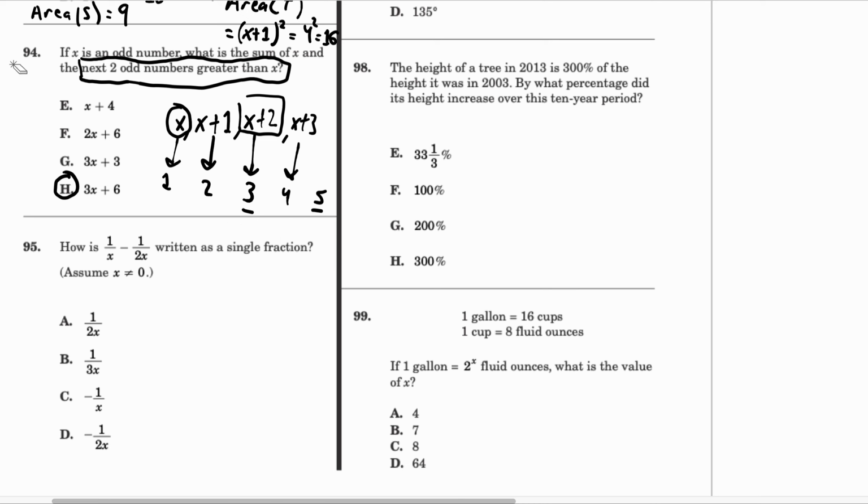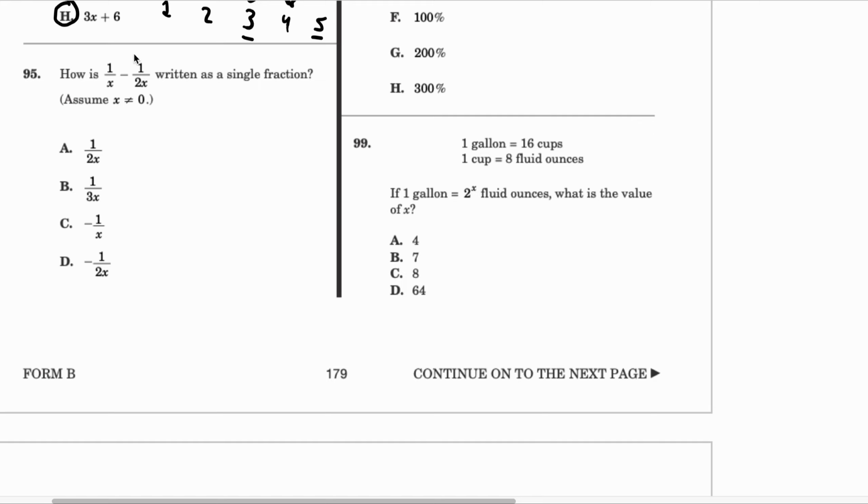Okay, so now we're on to question 95. We're being asked how 1 over x minus 1 over 2x is written as a single fraction. Like all operations on fractions, we want to find a common denominator. So we want to know what the common denominator is of x and 2x.